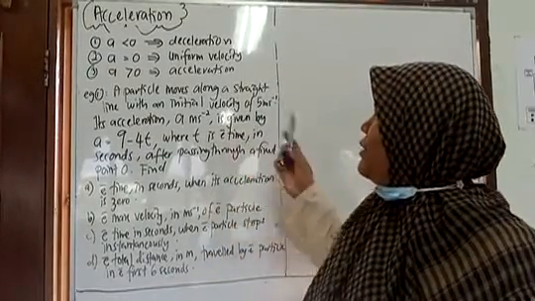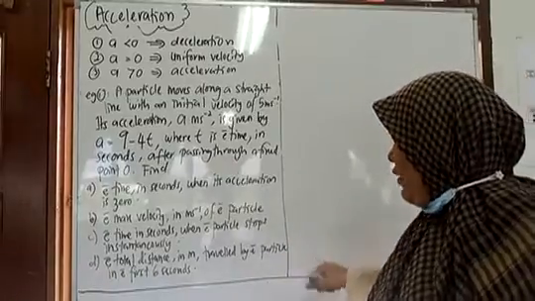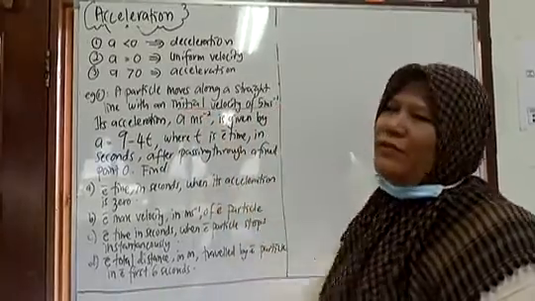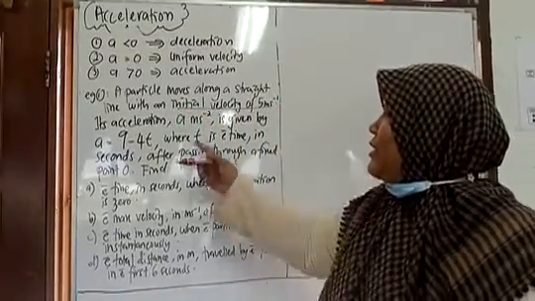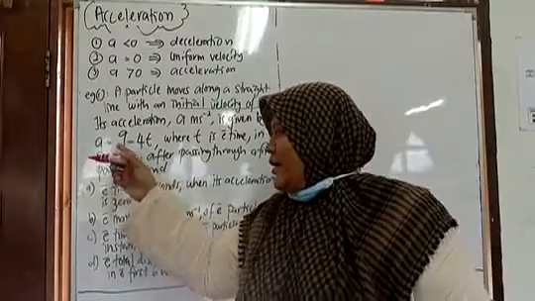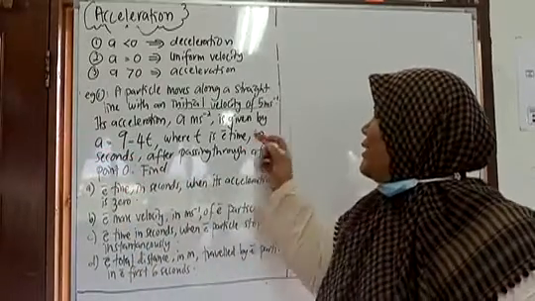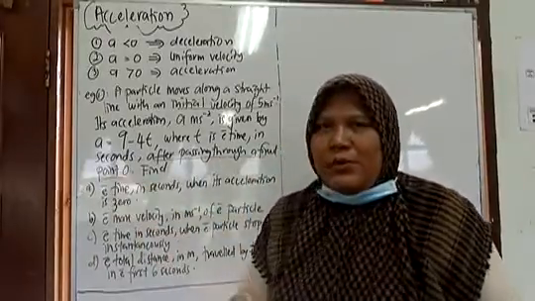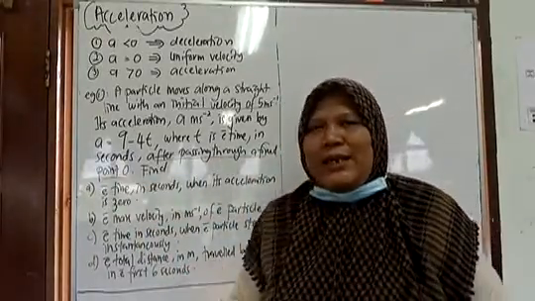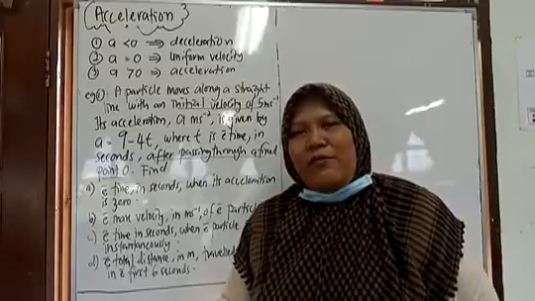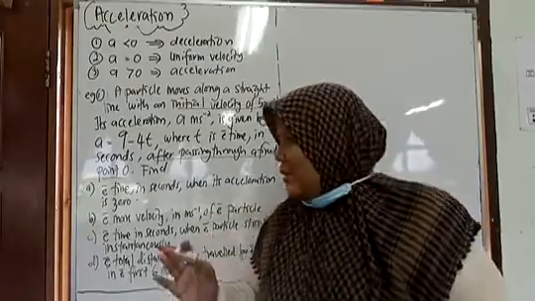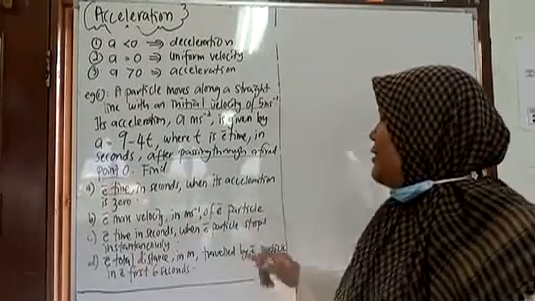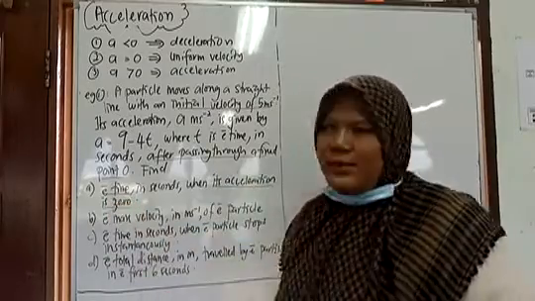A particle moves along a straight line with initial velocity of 5 meter per second. Its acceleration a is given by a equals 9 minus 4t, where t is the time in seconds after passing through a fixed point O. Okay, so in this case, it is defined that O is a fixed point. Okay, so find a, the time in seconds when its acceleration is 0.